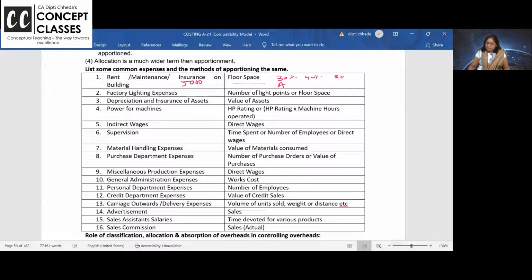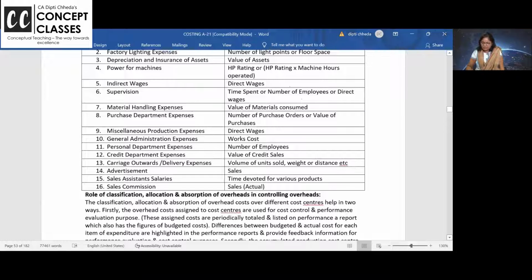Factory lighting expenses based on the light points. I hope you all have done this in accounts also. Depreciation of assets you will charge to various departments based on the value of the asset used. Power for machines based on the horsepower. Indirect wages based on direct wages. Supervision based on the number of employees or time spent in each. Where the supervisor is spending how many hours. Material handling expenses based on the value of the material consumed.